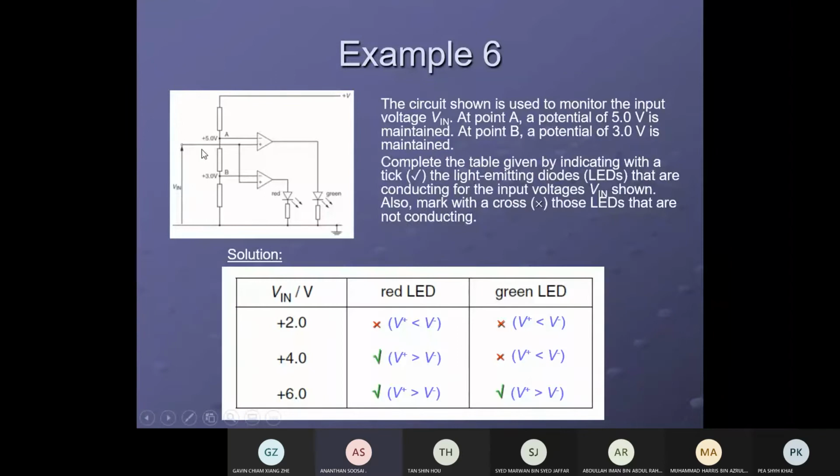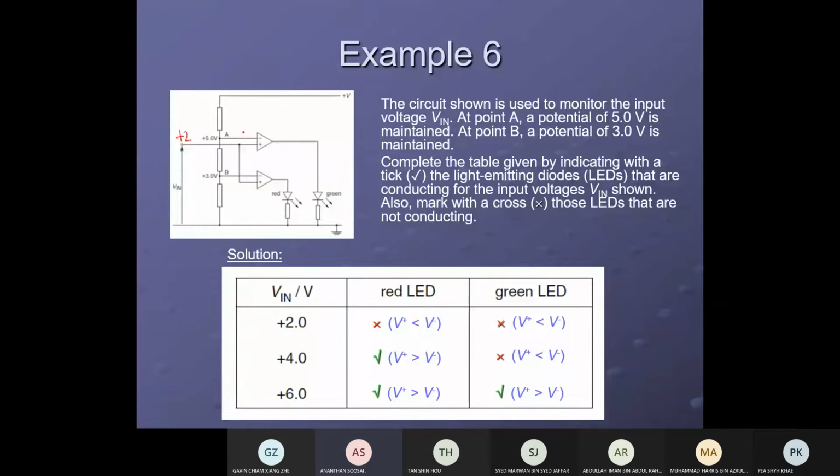Okay, so another example. You see the circuit. Two op-amps are given. These three resistors act as a potential divider. This is the input voltage. Input is given at the positive here and the positive here, two positive inputs. Now the output circuit is connected. The output circuit is two LEDs. Now let's say the input is positive 2.